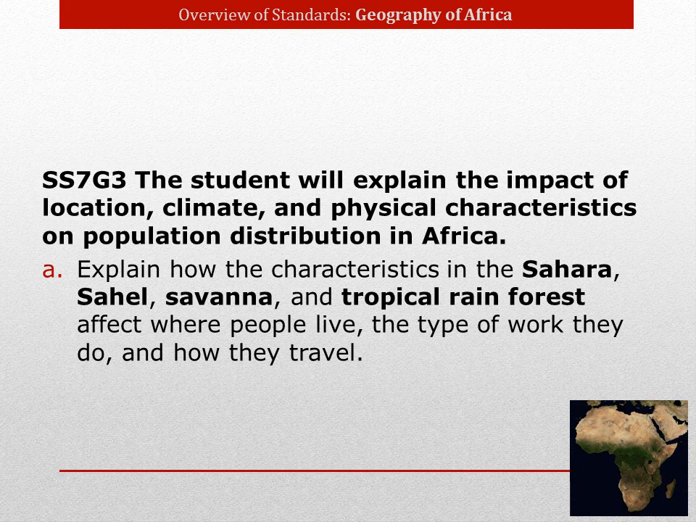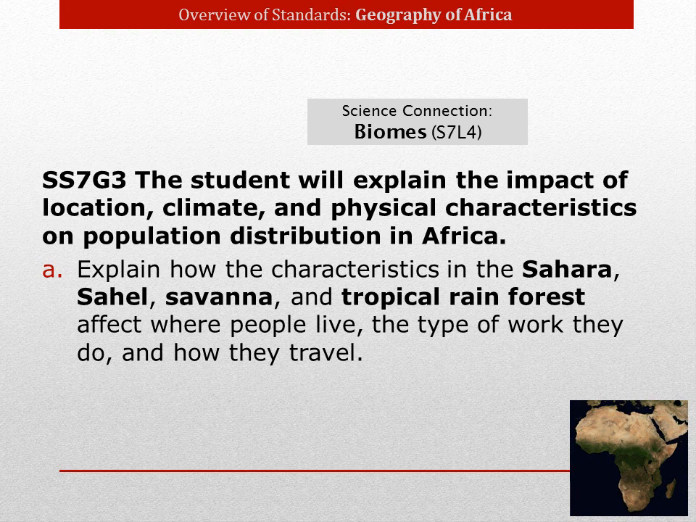SS7G3. The student will explain the impact of location, climate, and physical characteristics on population distribution in Africa. Now, this standard only has one element, element A. Explain how the characteristics in the Sahara, Sahel, savanna, and tropical rainforest affect where people live, the type of work they do, and how they travel. Now, one of the cool things about this particular standard is that it overlaps with an important science standard that you've learned this year. That's right. The science connection here is a standard about biomes. That's Science Standard S7L4.